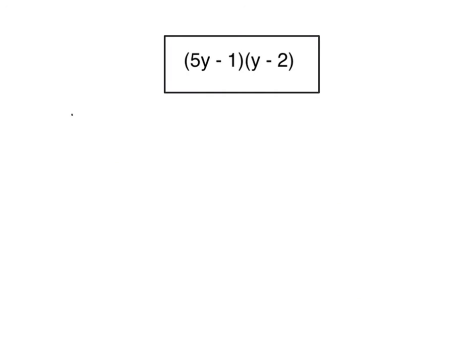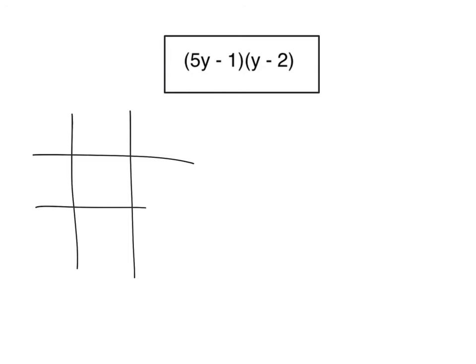One a little bit harder. Grid method again. 5y minus 1 times by y minus 2. So here is 5y times y. Well, y times y is y squared. So 5y times y is 5y squared. 5y times negative 2. Well, 5 times 2 is 10. 5 times negative 2 is negative 10. So 5y times negative 2 is negative 10y.